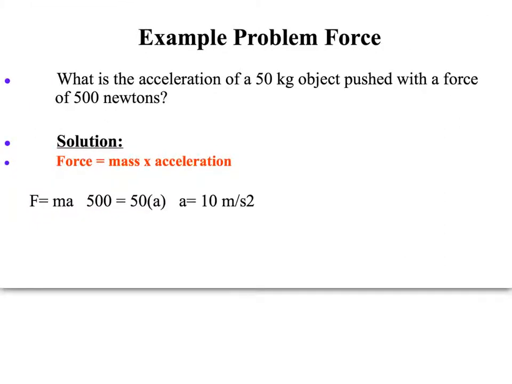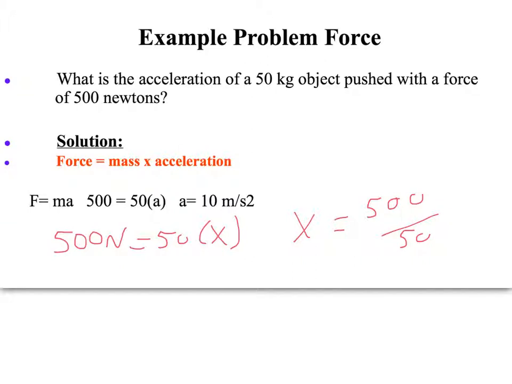In this problem, we are asked to find acceleration. So we will be given force and mass and solve for acceleration. Our mass is 50 kilograms. Our force is 500 newtons. Now in this case, we have 500 newtons equals 50 kilograms times x. We solve for x. X would equal 500 divided by 50, or 10 meters per second squared.